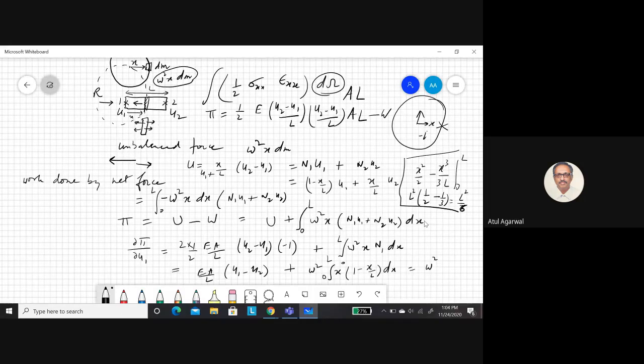So here you see, you wrote omega square x dm. So dm, you wrote dx. So you have to also multiply with rho into area. Is it okay? So that makes it mass. So you have rho into area, so omega square area, and instead of this, L square by 6.